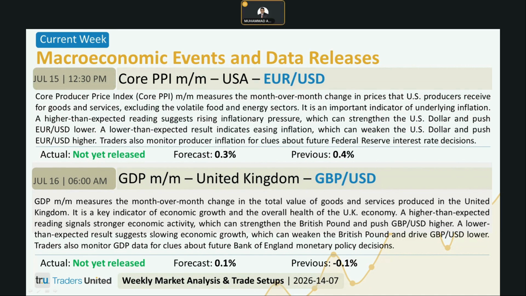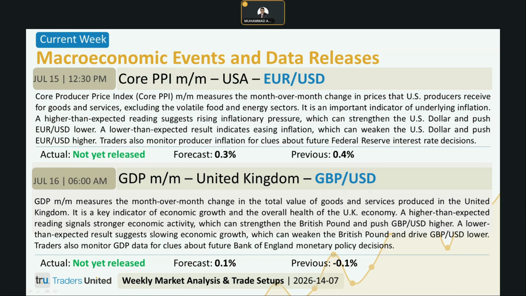Now, why GBP/USD could move? Well, there are key drivers for potential price action, and that includes GDP result versus forecast, UK economic growth outlook, Bank of England interest rate expectations, British pound strength or weakness, US dollar strength or weakness, market sentiment, and other UK economic data. GDP is one of the most influential reports for the British pound.